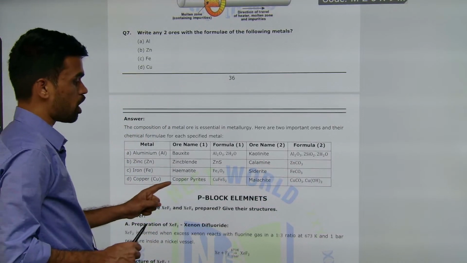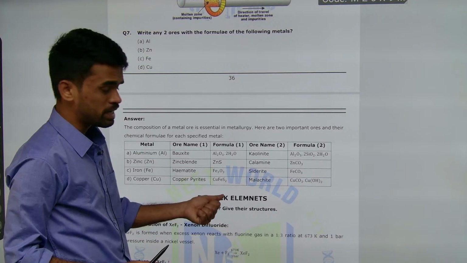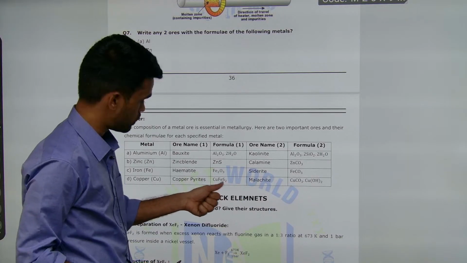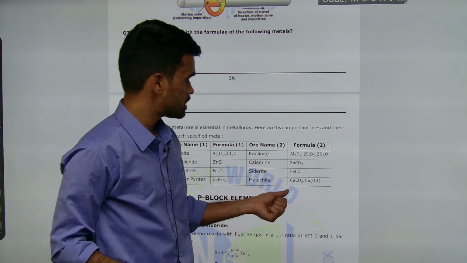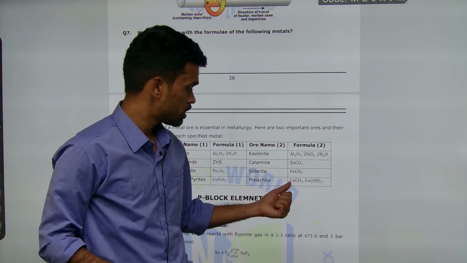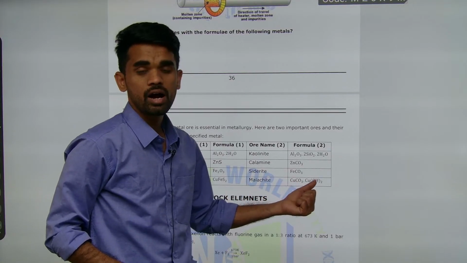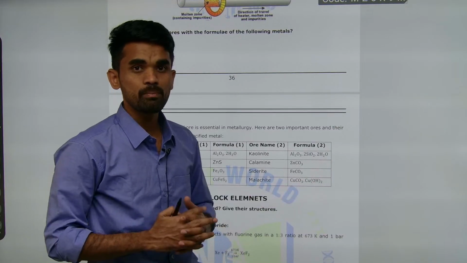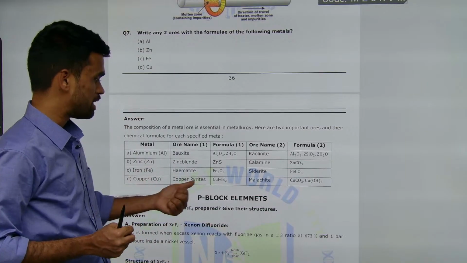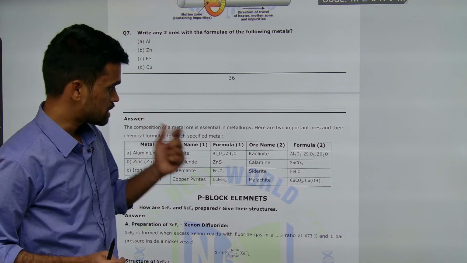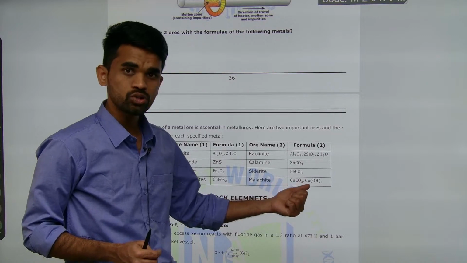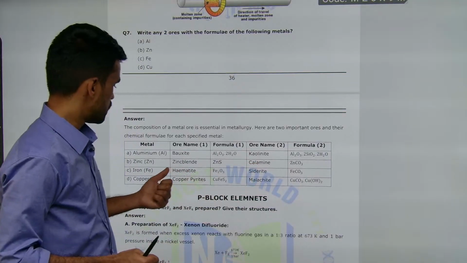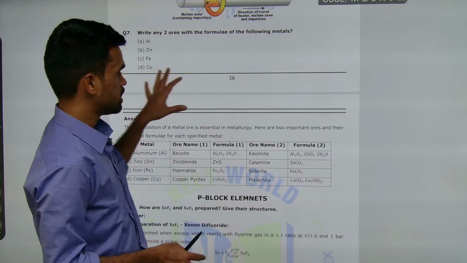For copper we have copper pyrites. What is the formula of copper pyrites? CuFeS2 is our copper pyrite. Next one is malachite. Malachite means copper carbonate and copper hydroxide, CuCO3.Cu(OH)2. Remember copper pyrite is CuFeS2, siderite FeCO3, calamine ZnCO3, and hematite Fe2O3. Like this, try to remember this table.